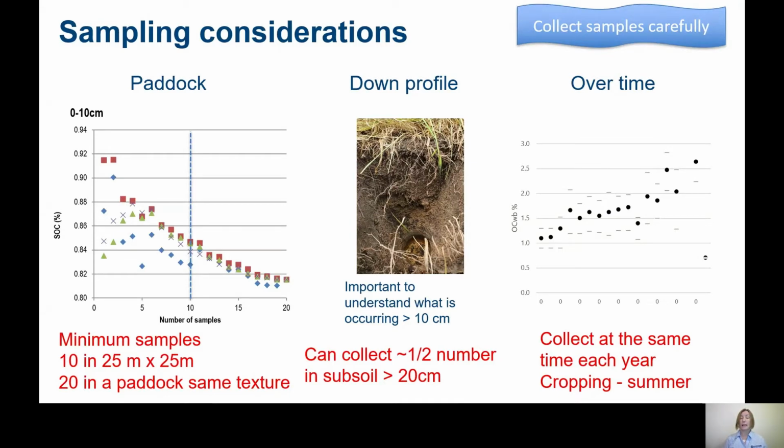If you were doing it in a paddock, you would look at taking a minimum of 20 samples, and you would try as much as possible to section your paddock up into textures, because as we said before, the amount of sand or clay in your sample has a wide effect on what your carbon will be.